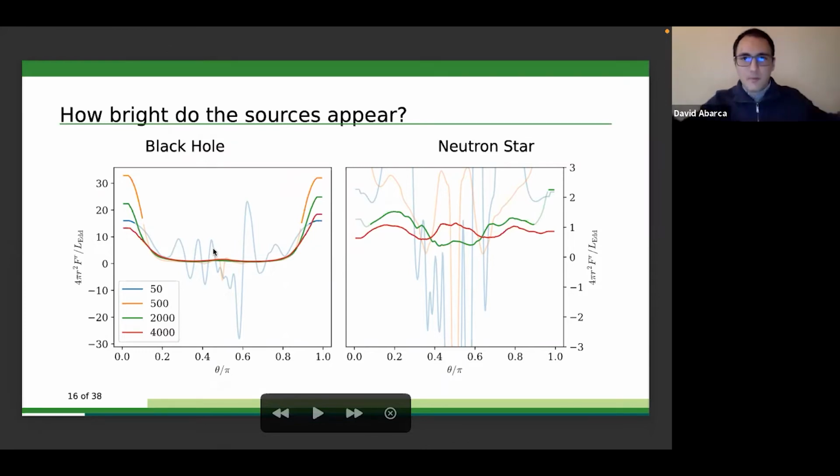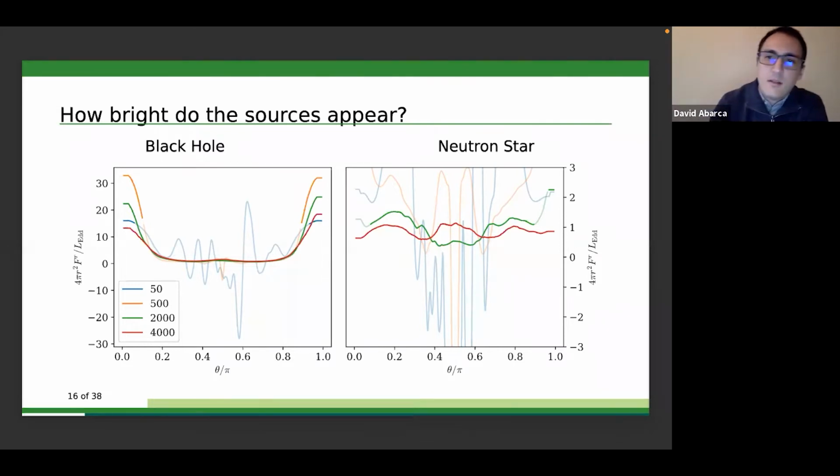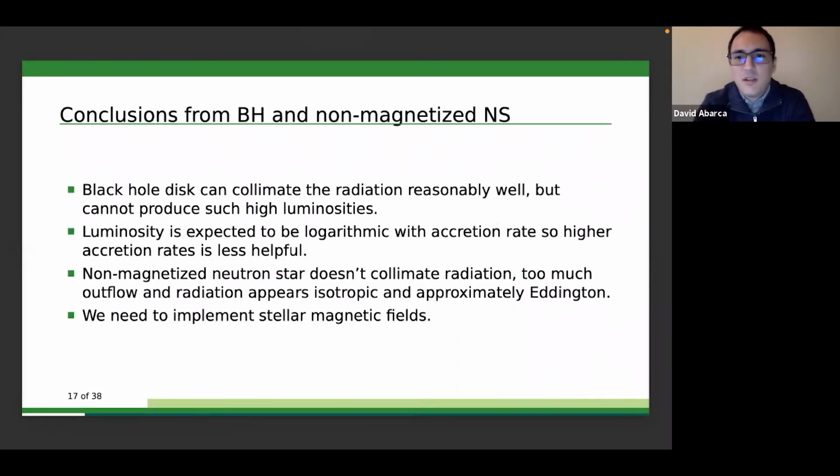And then if you look along the plane, in the equatorial plane, you won't see anything. It's basically no radiation. And this neutron star case I mentioned basically appears to be like 1 Eddington everywhere. So this is nothing like an ultraluminous X-ray source. So the black holes can collimate the radiation, but what about neutron stars?